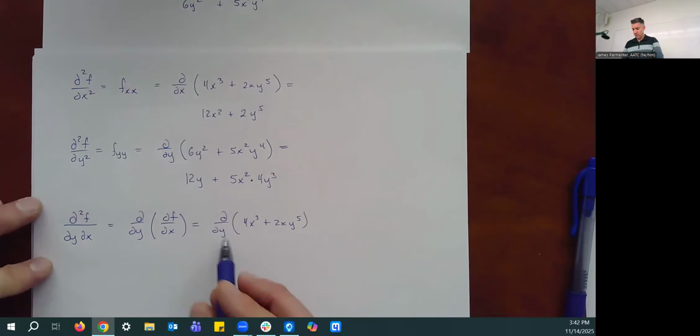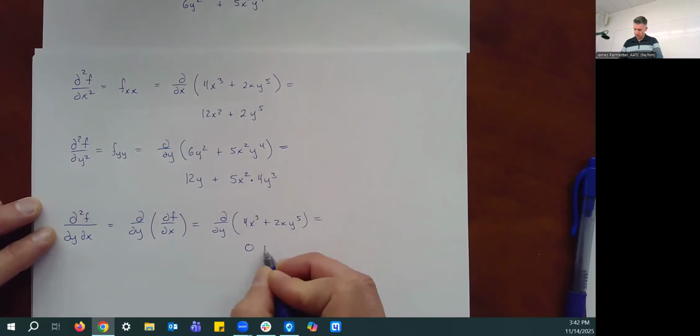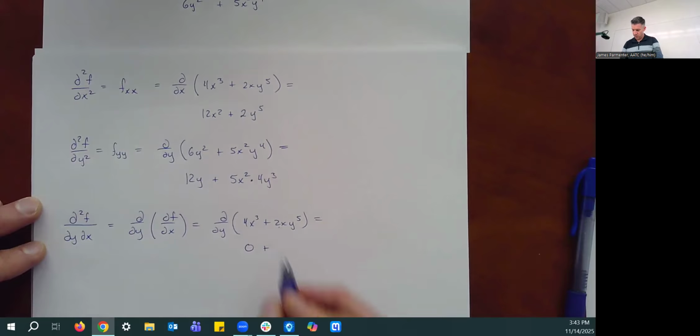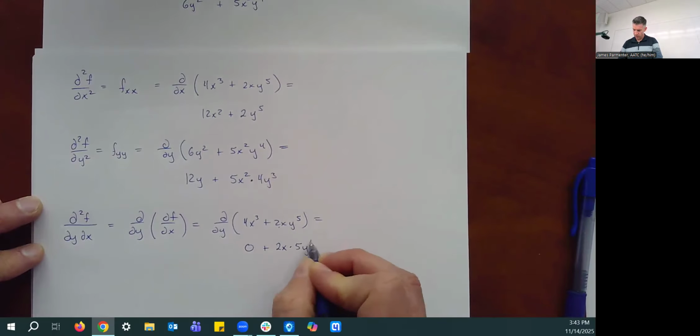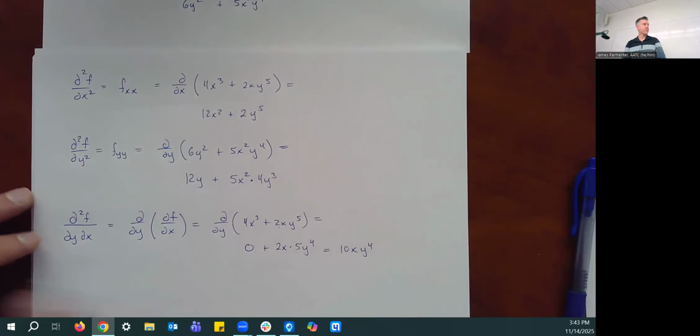So now we're differentiating this with respect to y instead of with respect to x, which is kind of easier in this case. The derivative of 4x cubed is going to be 0. The derivative of 2x times y to the fifth: 2x is a constant multiple as far as y is concerned, and the derivative of y to the fifth is 5y to the fourth. So we end up getting 10xy to the fourth.